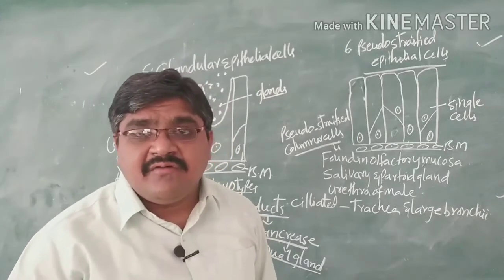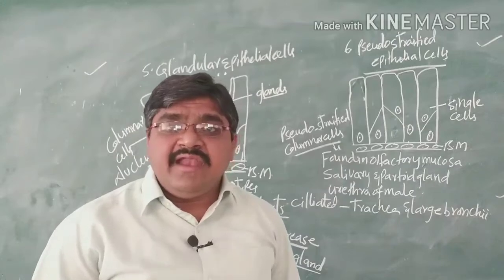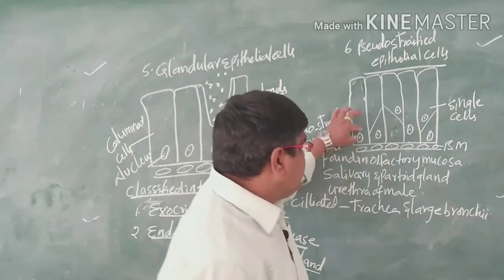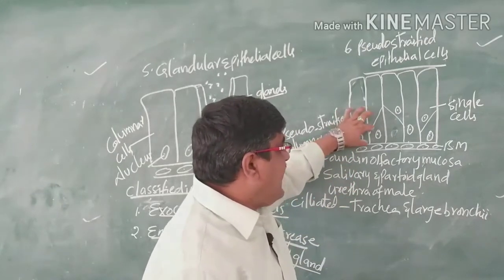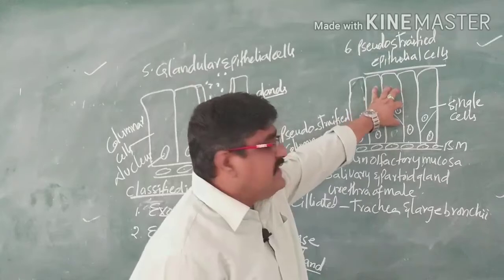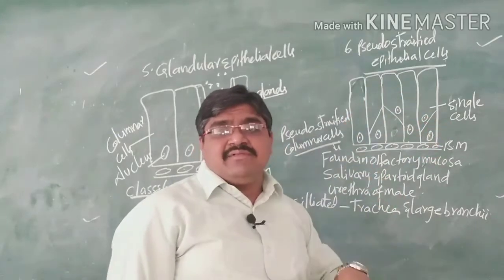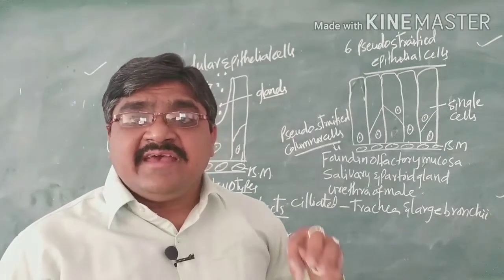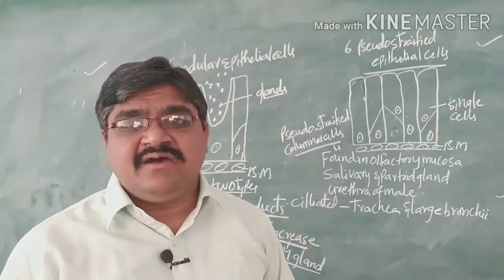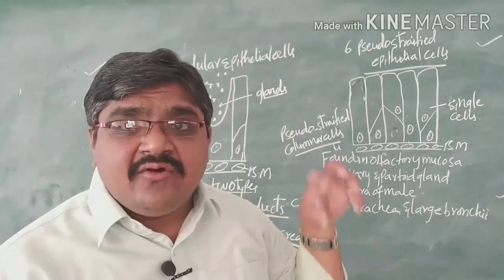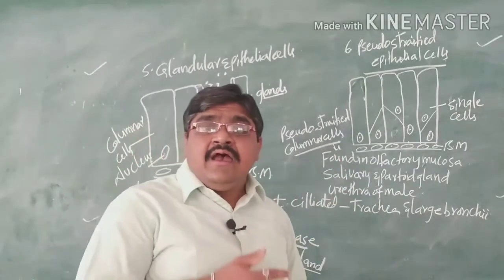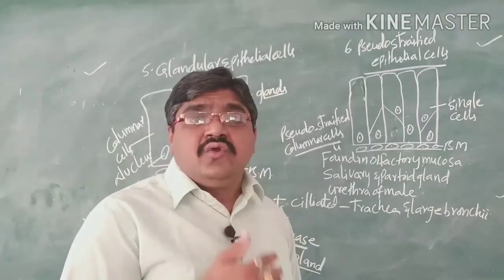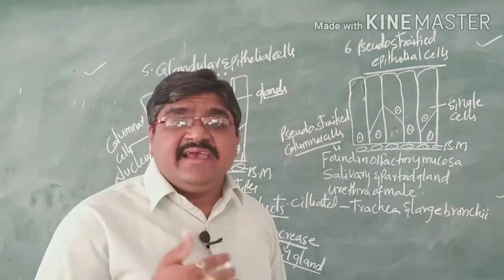Here these are made up of either cuboidal or columnar epithelial cells. The nucleus which is present towards the basement membrane is oval in shape, and the nucleus which is away from it looks round in shape. That means there are 2 types of nuclei present. So due to this it appears stratified, meaning many layers, but only a single layer is present. So we call them pseudo-stratified epithelial cells.